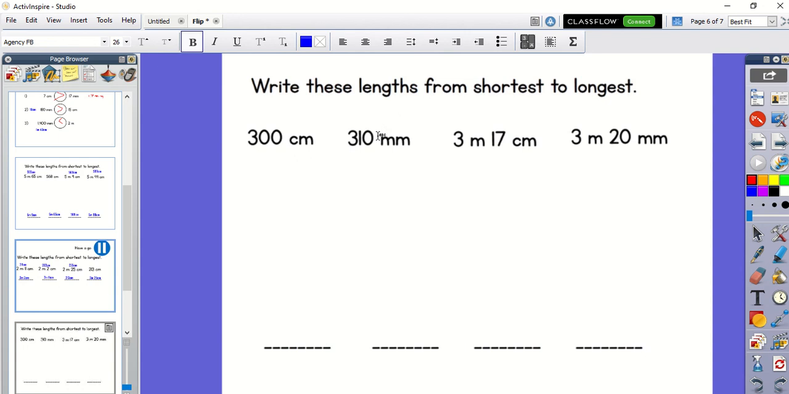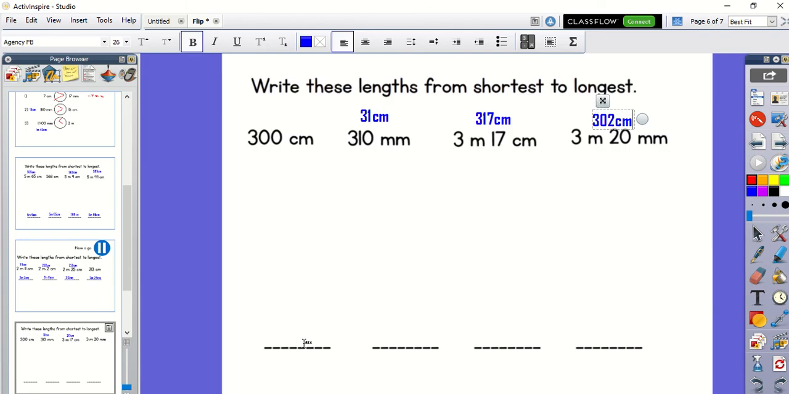So 310 millimeters, well, that is 31 centimeters. For every 10, you get a centimeter, so that's 31 centimeters. We've then got 3 meters 17 centimeters, so that's 317 centimeters. And then we've got 3 meters 20 millimeters. Well, 20 millimeters is worth 2 centimeters, and 3 meters is worth 300. So that is 302 centimeters.